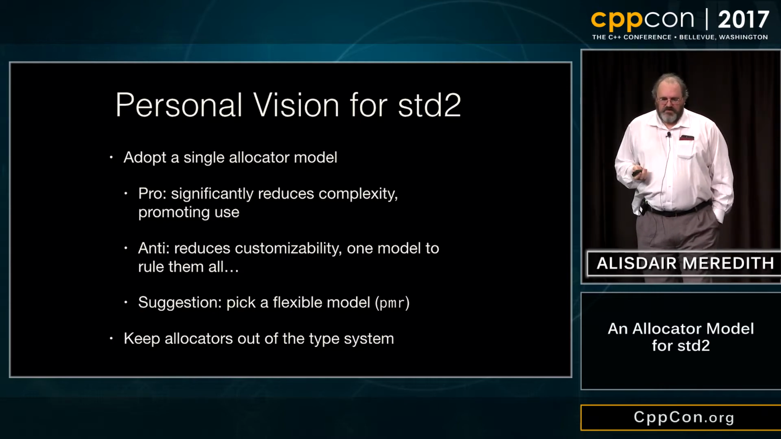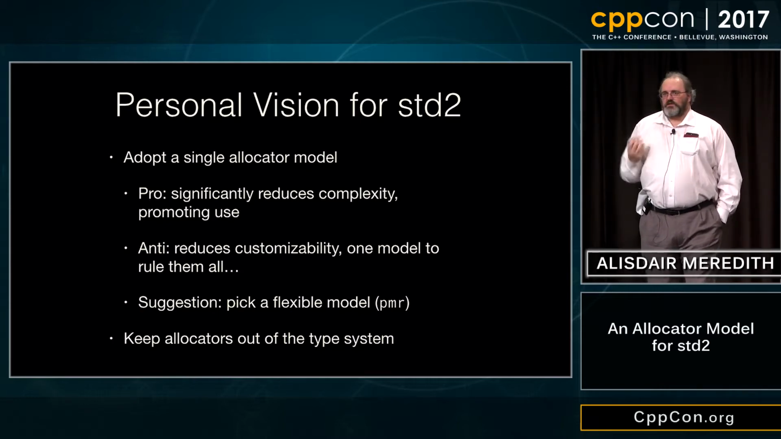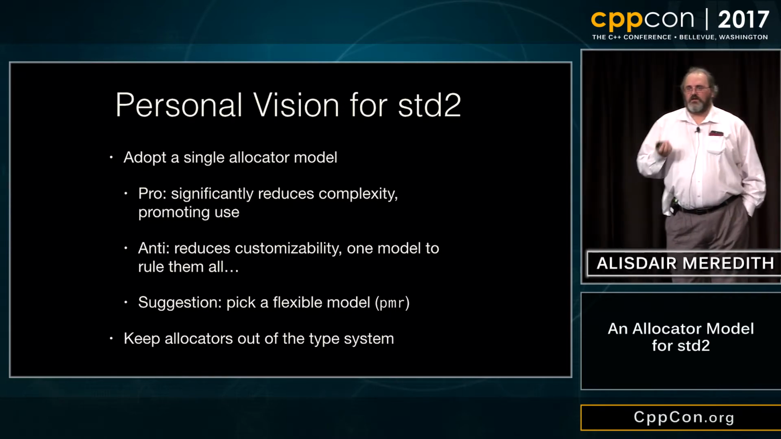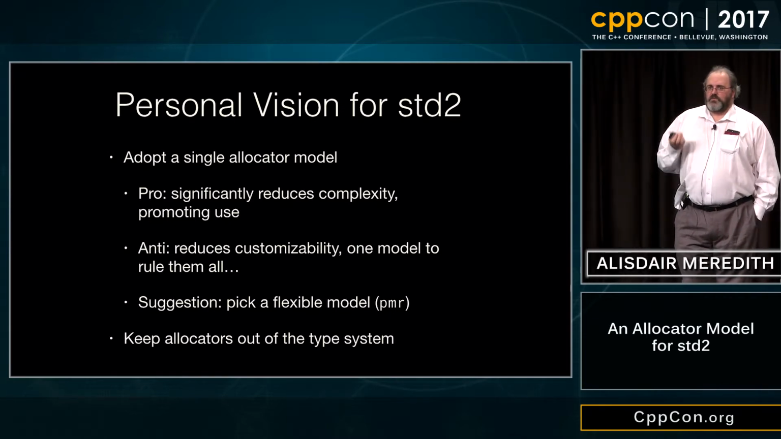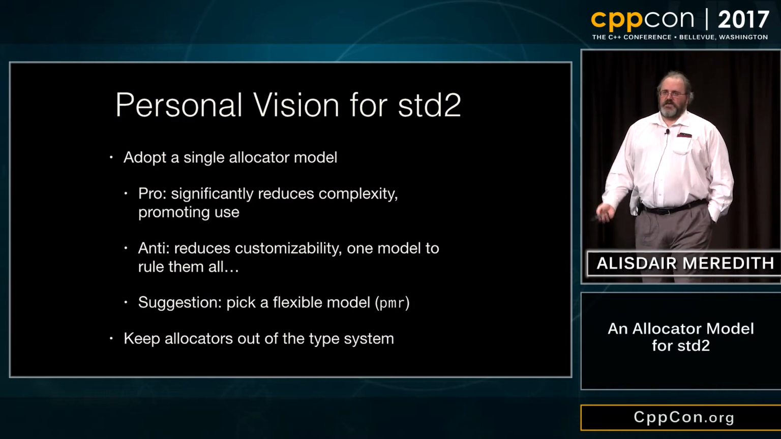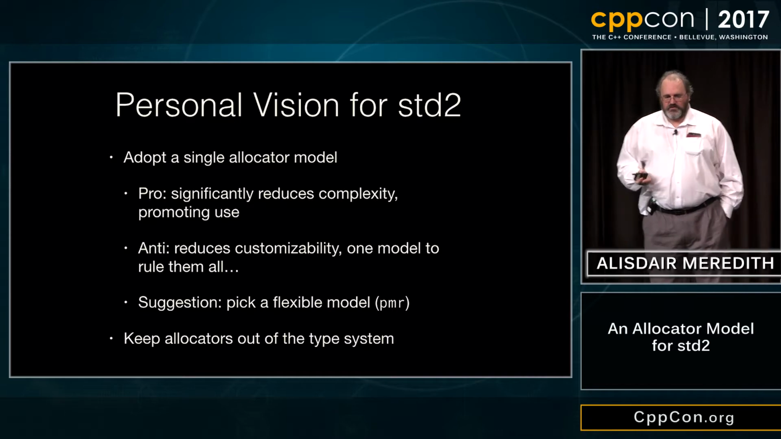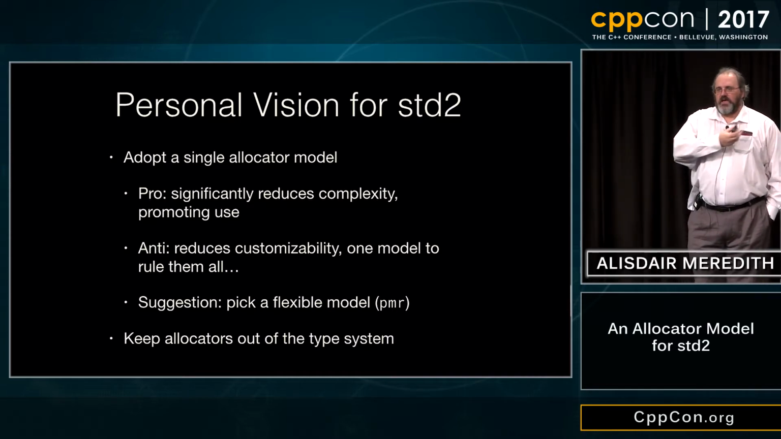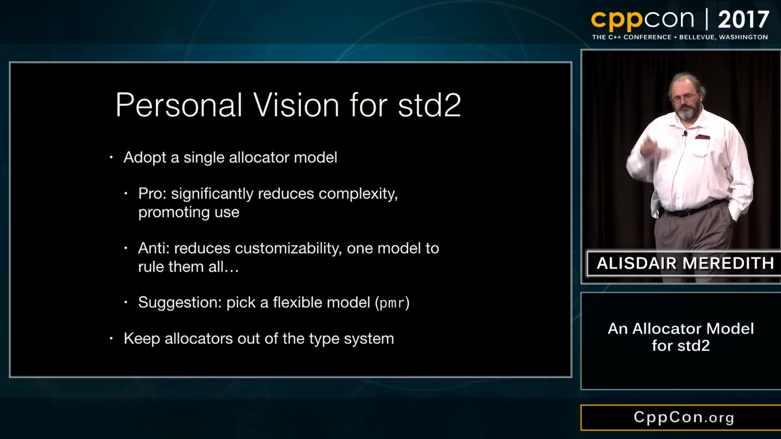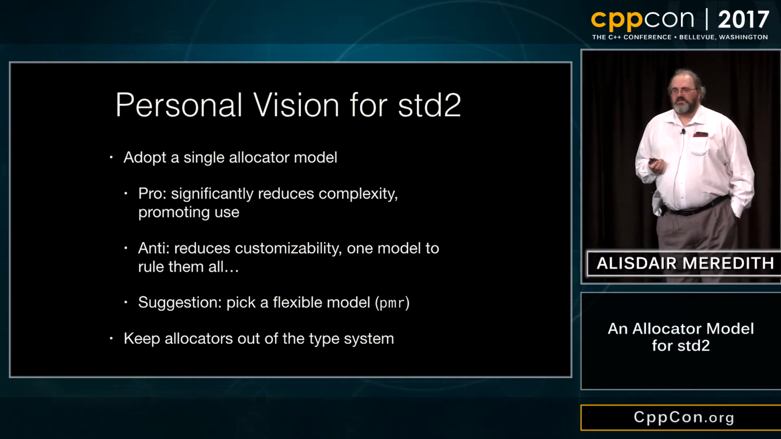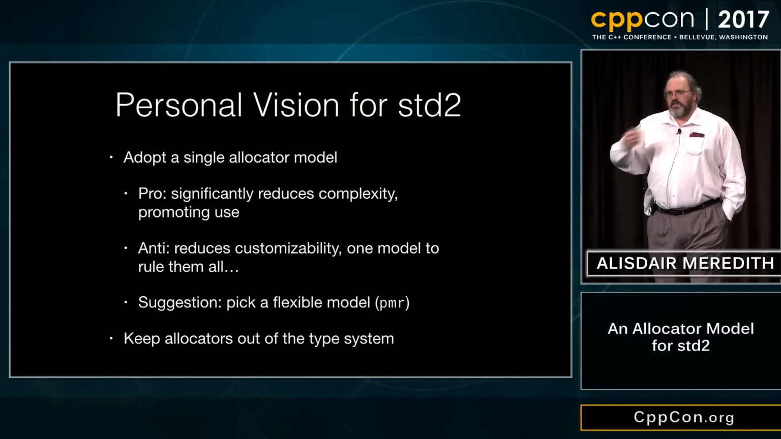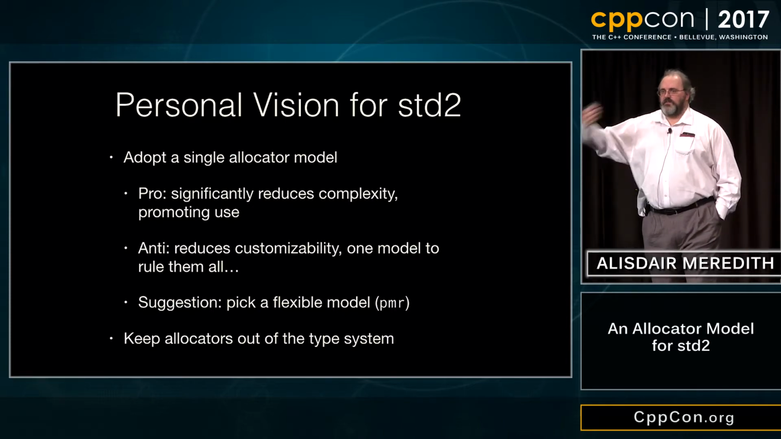Again, it's my personal vision for std2. The way we solve a lot of this complexity problem is we agree on a single allocator model. So we no longer have allocator traits to try to solve all of this mess. We have a single, well-defined way to do this, and that promotes all our vocabulary for the interoperation of APIs. The downside of going with a single model, of course, is you're going to have less customizability and flexibility. So we pick the most flexible model we know, which is the PMR system.